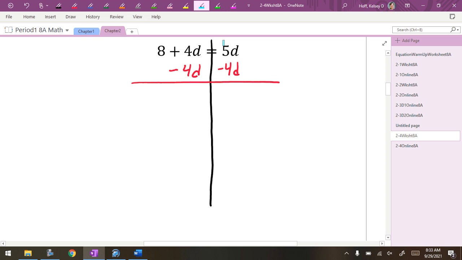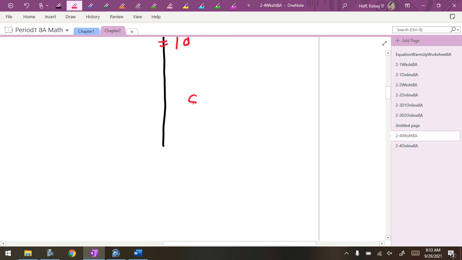So grab your calculator. 5 minus 4, Courtney, is 1d. On the other side, we drag down 8.